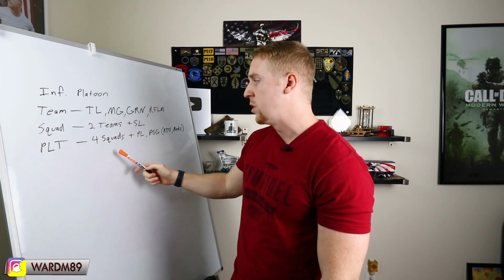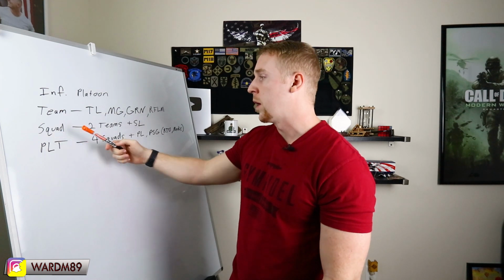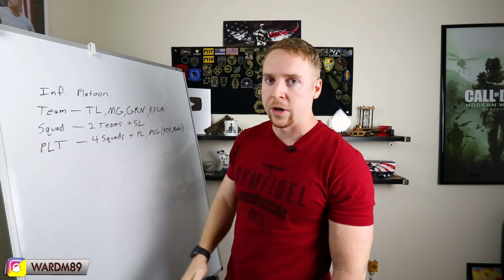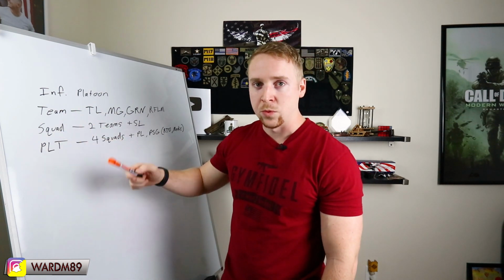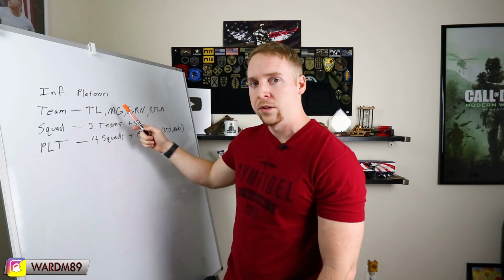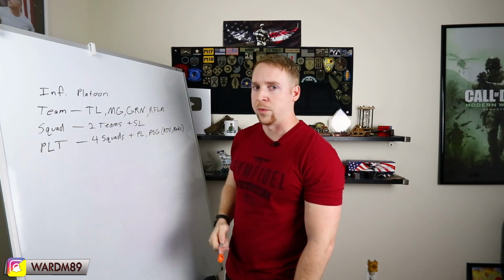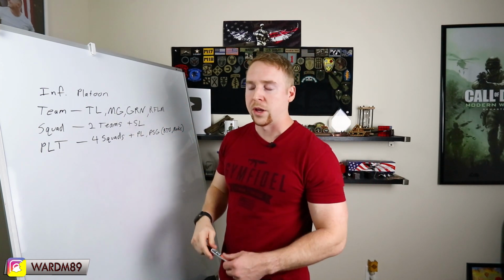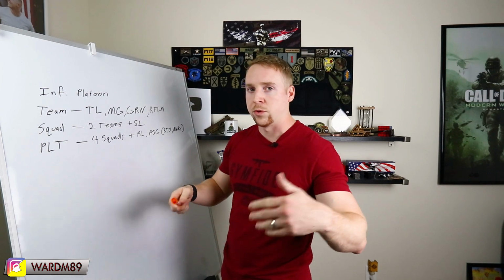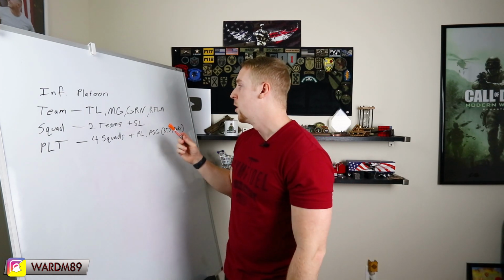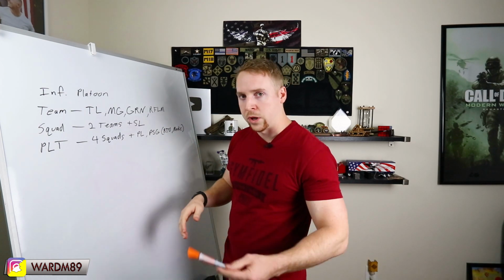We got the platoon, which is made up of 4 squads. We got the squad, which is made up of 2 teams, right? In a team, which we're going to cover first, you got your team leader, your machine gunner, your grenadier, and your rifleman. Your machine gunner is somebody with a 249, or if it happens to be in your training scenario, a 240 Bravo, which are your heavy weapons, your fully auto weapons.